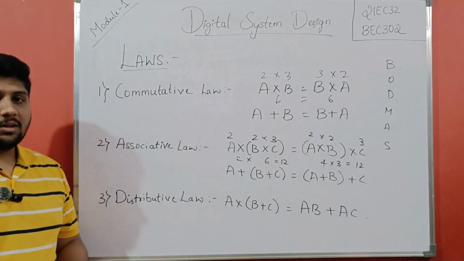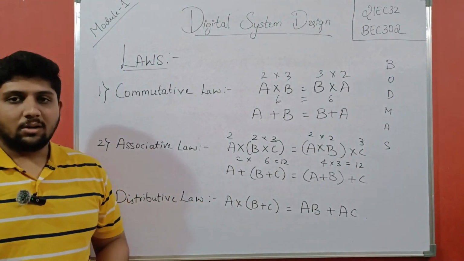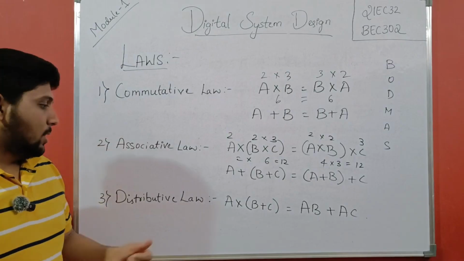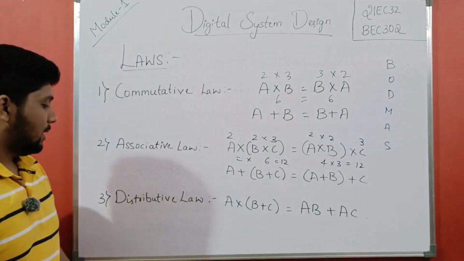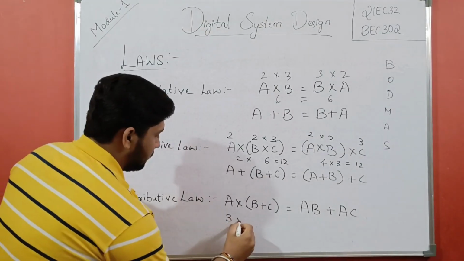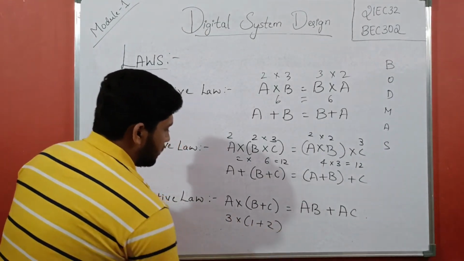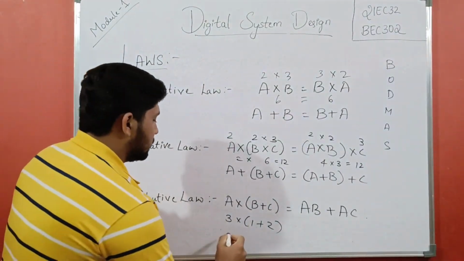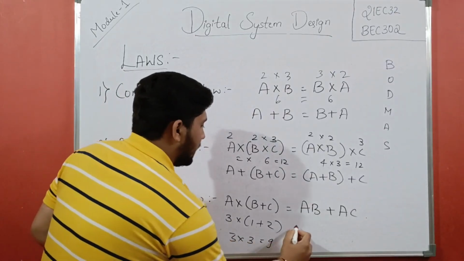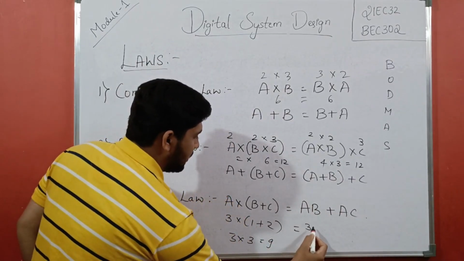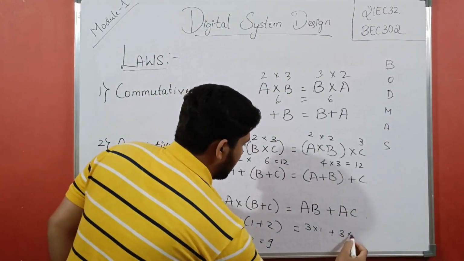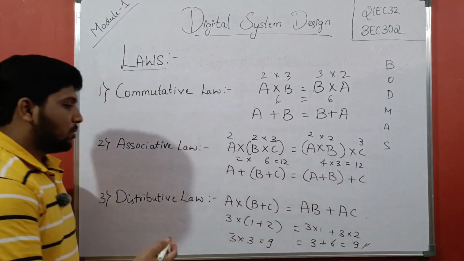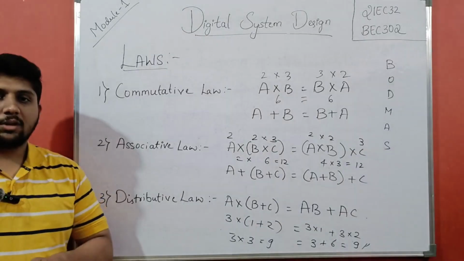Talking about the last law, the distributive law. The distributive law has only one rule, because it consists of both multiplication and addition operations in a single formula: A into B plus C in a bracket. Let's say A can be 3, B is 1, and C is 2. As we are following the BODMAS rule, whatever is inside the bracket should be given the first preference. So 3 into 3 is 9. If I substitute A is 3 and B is 1, plus 3 into 2: 3 1s are 3, plus 3 2s are 6. 3 plus 6 is 9. Didn't we get the same thing on both sides? This was all about your laws, and we'll continue with the rules.